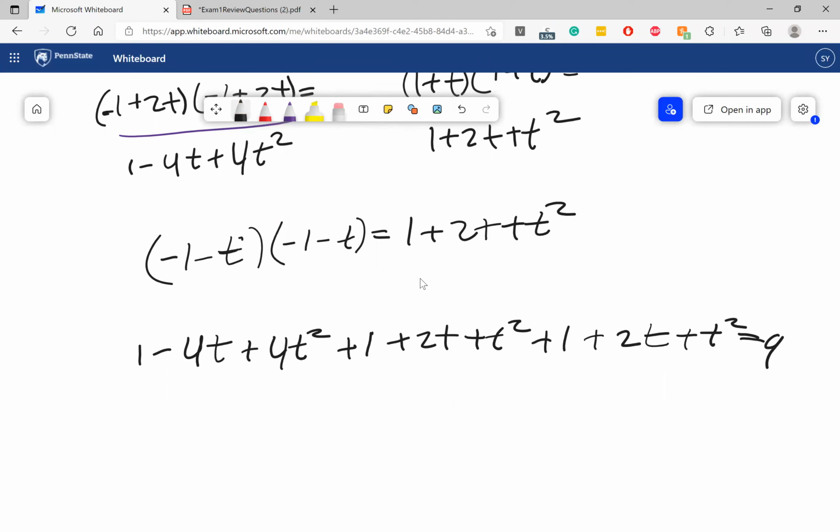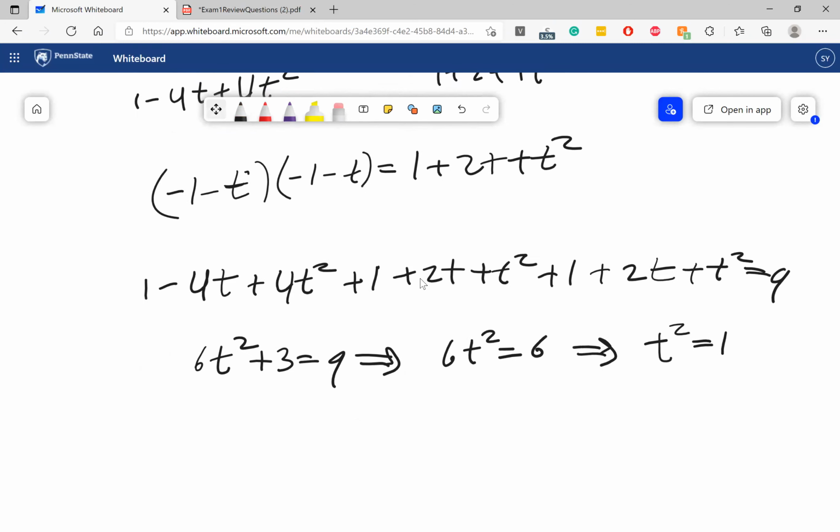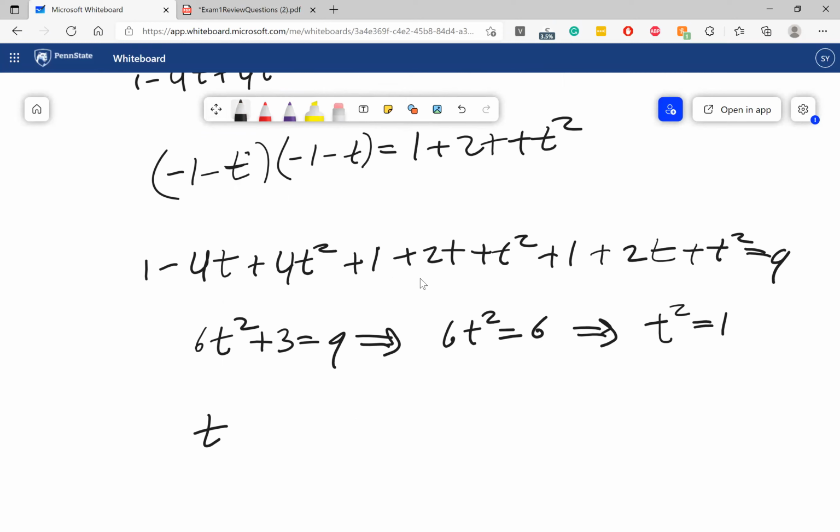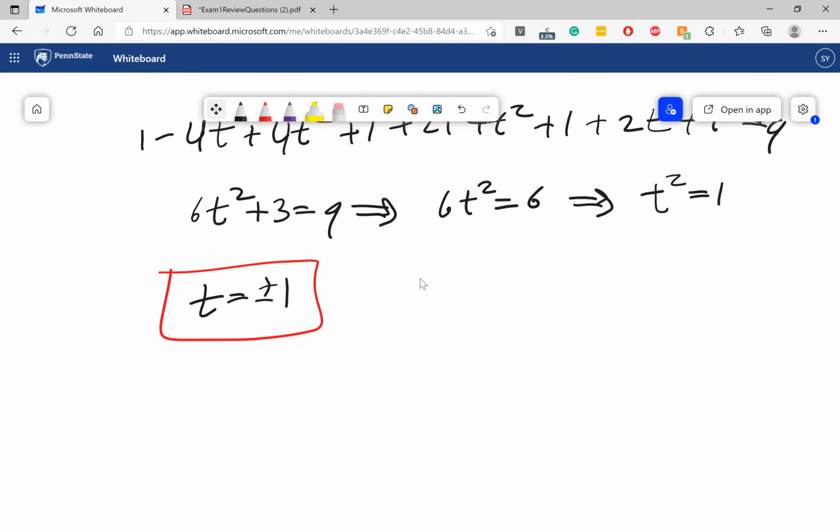which then gets us to 6t squared plus 3 is equal to 9, or 6t squared is equal to 6, or t squared is equal to 1, which means t is equal to plus or minus 1. So these are the 2 places where we intersect the sphere. Any questions about this so far? Again, once we find our t, we can find our points by plugging in this t.